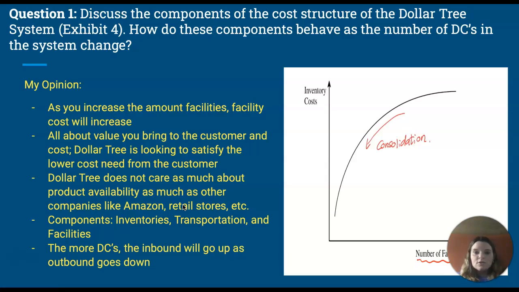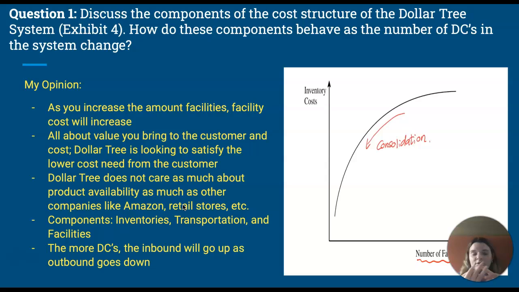Question 1. Discuss the components of the cost structure of the Dollar Tree system. How do these components behave as the number of distribution centers in the system change? As I watched this video back, I went through it just to see my opinion on it. I found that as you increase the number of facilities, the facility cost will increase, which the Excel does not account for.